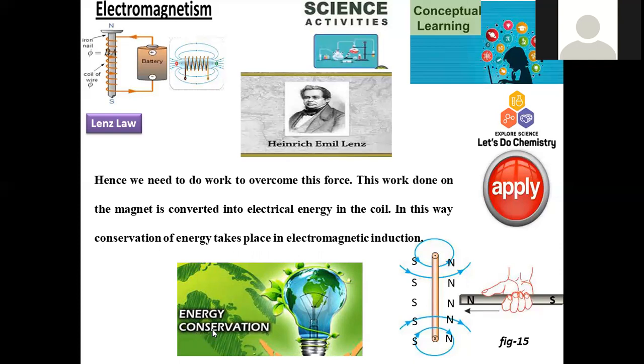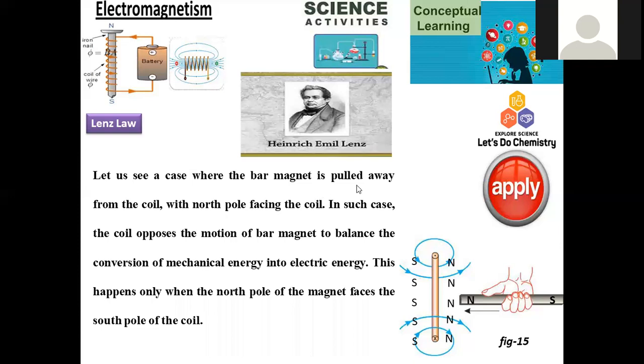As we already know, energy can neither be created nor destroyed, and can be transformed from one form to another. Let's see the case where the bar magnet is pulled away from the coil. We are moving in the opposite direction, pulling it out with the north pole facing the coil. In such a case, the coil opposes the motion of the bar magnet to balance the conversion of mechanical energy into electrical energy. Because we are operating with external work, and there is a balance between mechanical and electrical energy, the motion can be stopped. So there is a retardation in moving away from the induced magnetic field of this external bar magnet.